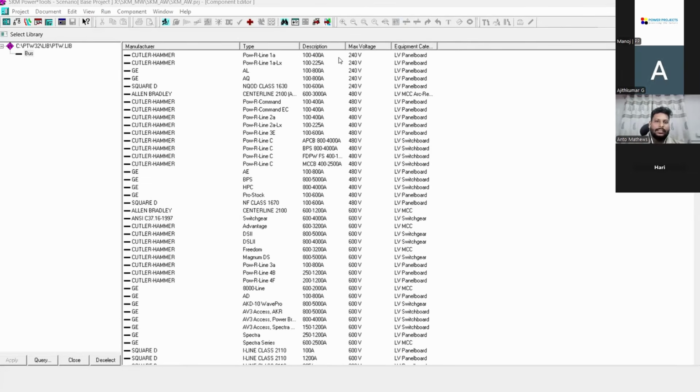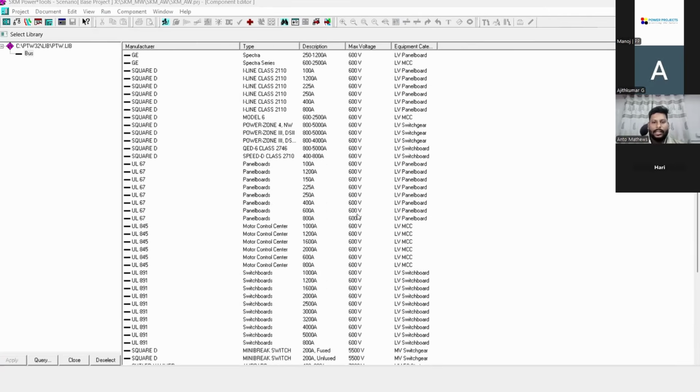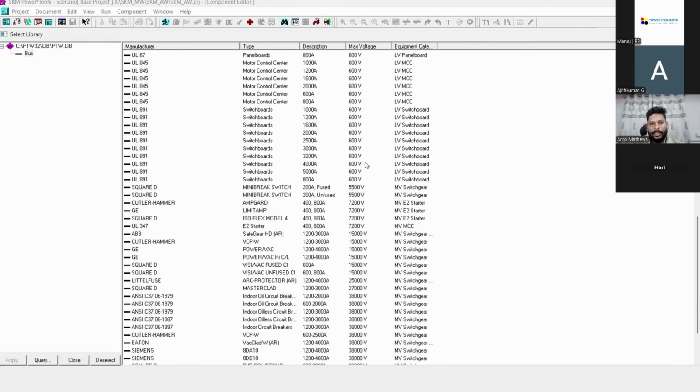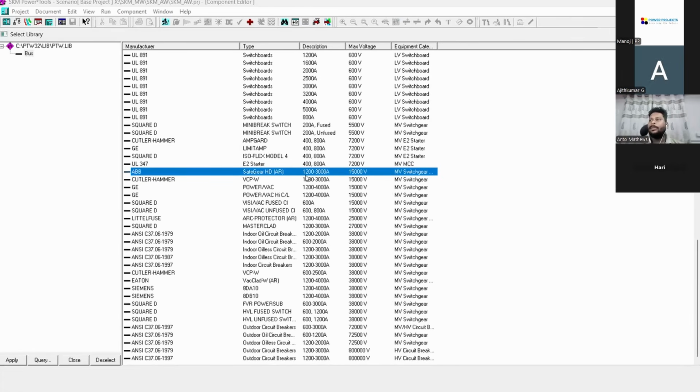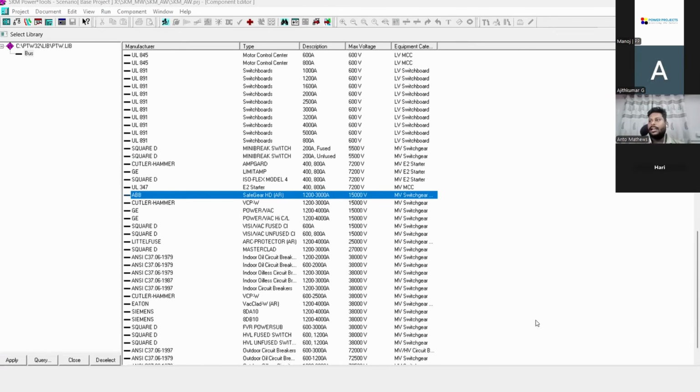For switchgear, let me take a 1500 kVA switchgear. I'm using a 1500 kVA system, so the switchgear current is limited to 75 amps, approximately 100 amps. I can go with 600 amps, which is enough for me.